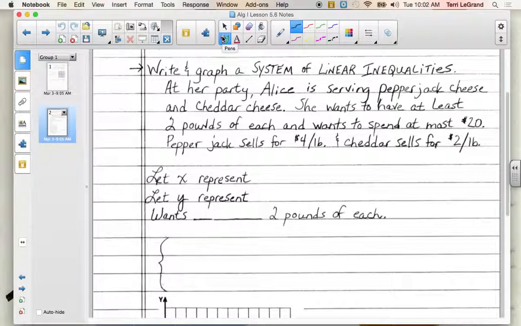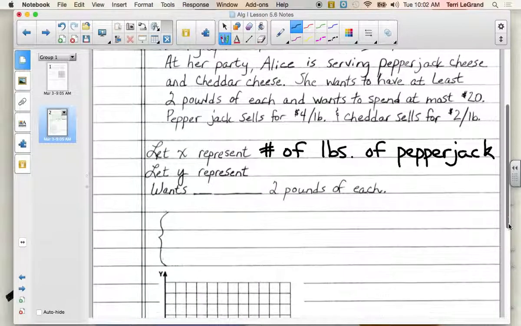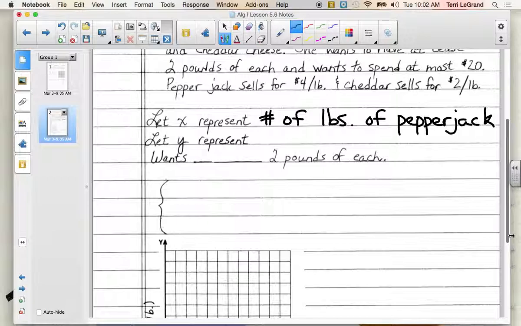Let X represent the number of pounds of pepper jack. We can abbreviate here because we're not writing sentences right now, we're just describing our variable. And then Y would represent the other type of cheese, which is our cheddar cheese. So pounds of cheddar.